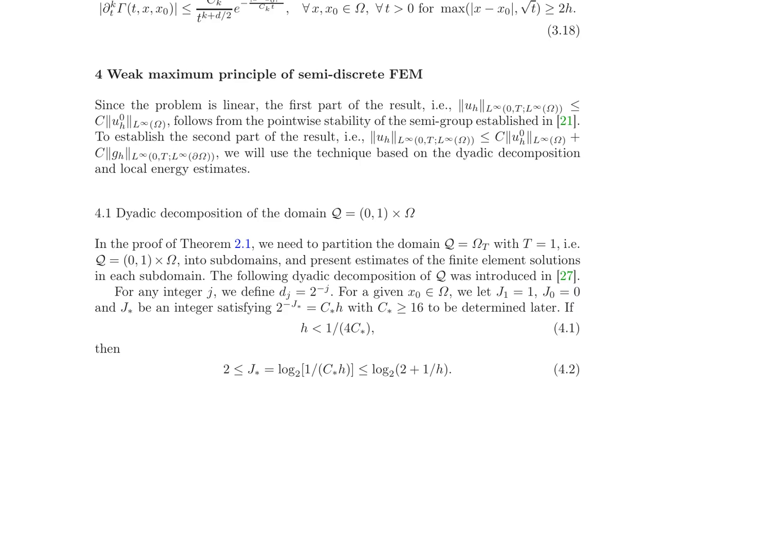The weak maximum principle is established through a two-part proof. The first part involves demonstrating the boundedness of the finite element solution, while the second part relies on the dyadic decomposition and local energy estimates. The authors present specific conditions for the parameters involved in the dyadic decomposition to ensure the validity of the approach. These conditions are essential for the establishment of the weak maximum principle and the analysis of the semi-discrete FEM.